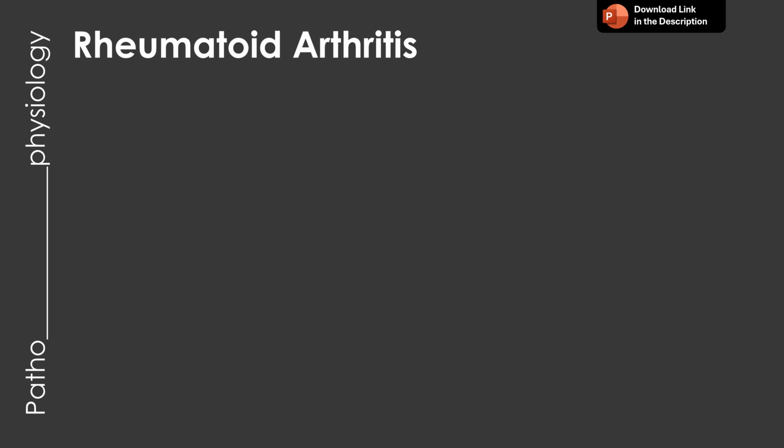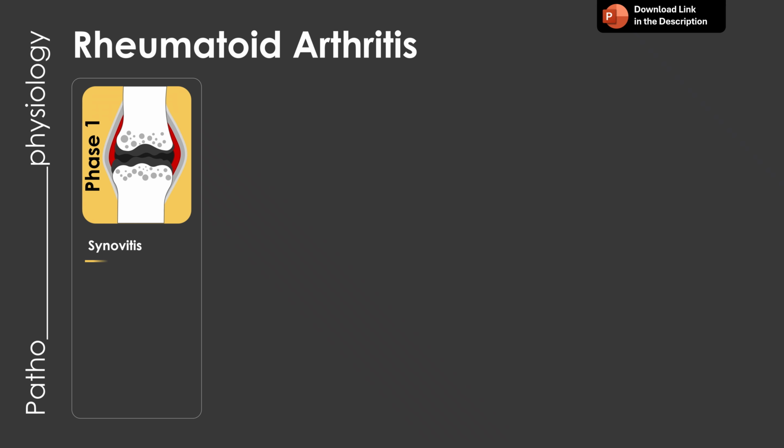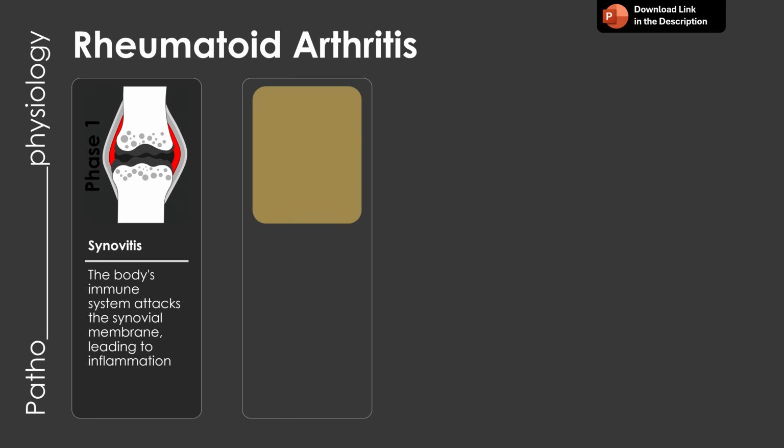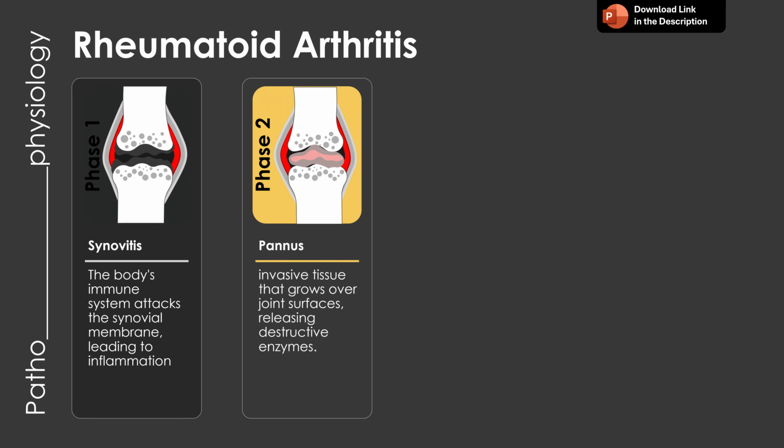To summarize, rheumatoid arthritis progresses through 4 distinct pathological phases. In phase 1, immune-mediated synovitis occurs as the body mistakenly attacks the synovial membrane, causing painful inflammation. Phase 2 sees the development of pannus, an abnormal invasive tissue that grows over joint surfaces, releasing destructive enzymes.